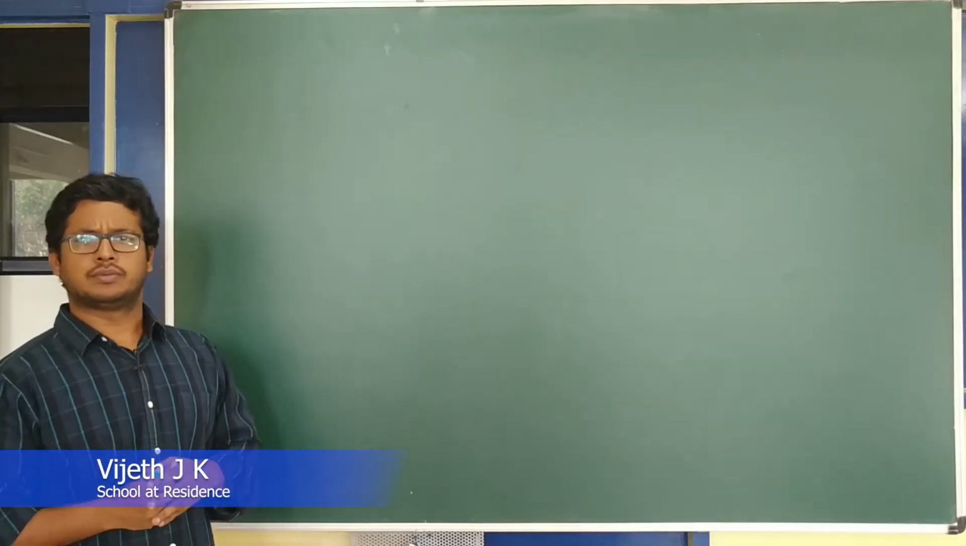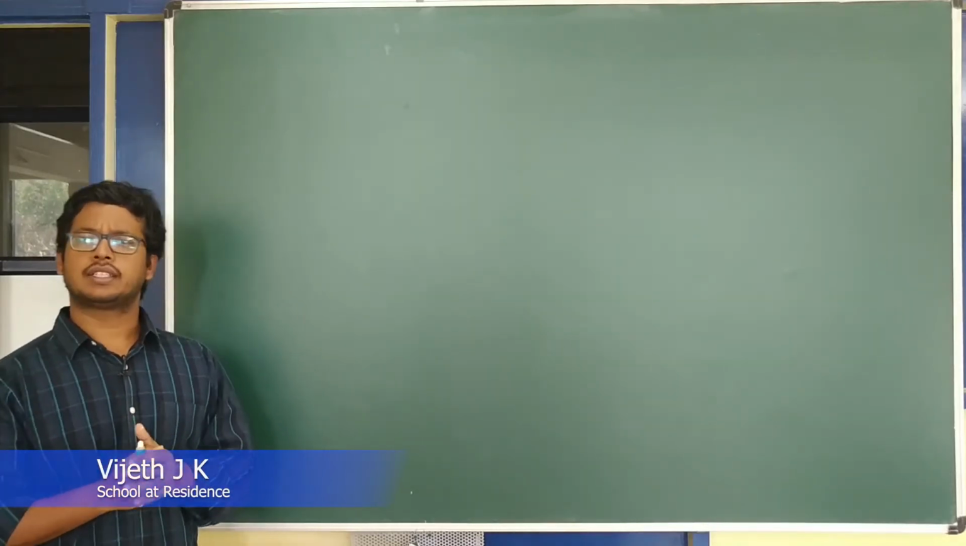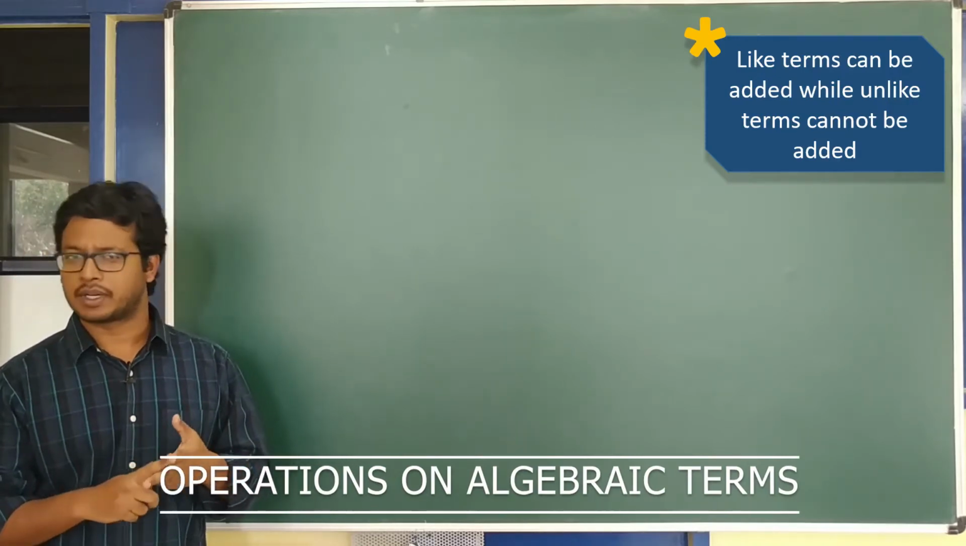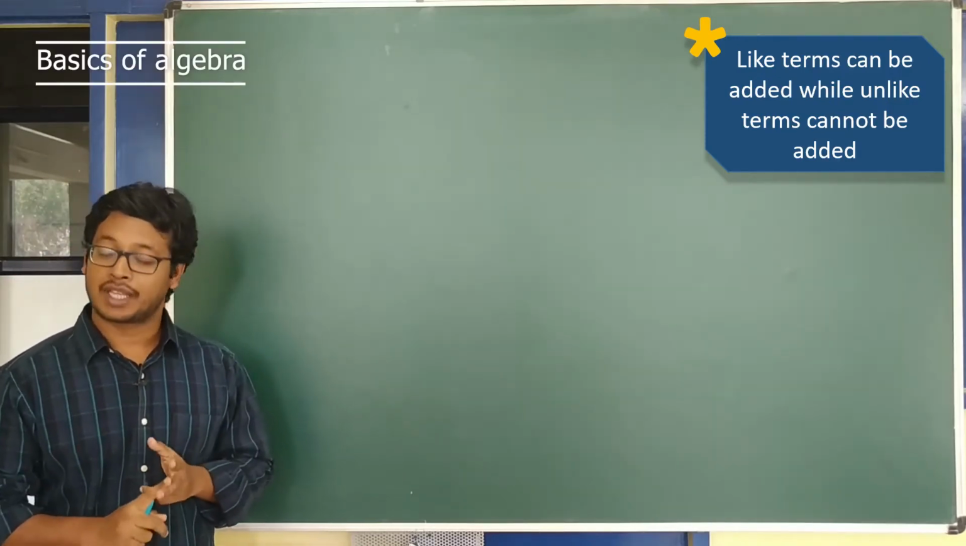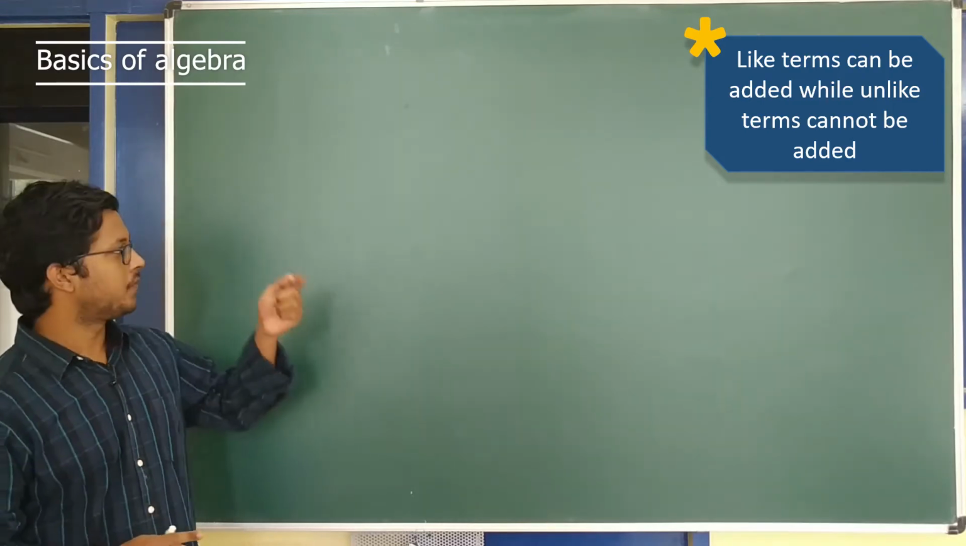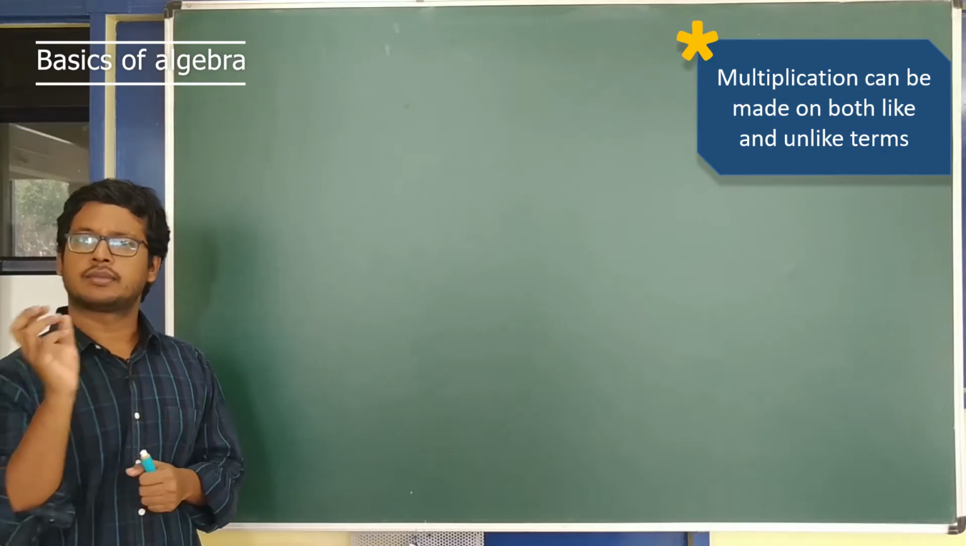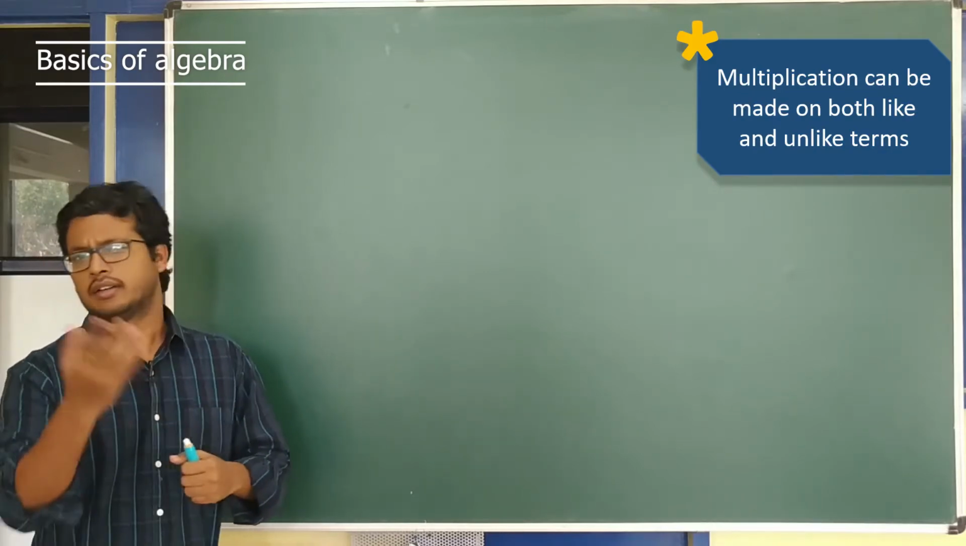We saw how to add. During addition, we look for like terms. Like terms can be added or subtracted, and unlike terms cannot be added or subtracted. In multiplication, it does not matter. Like term or unlike term, you can always multiply or divide.